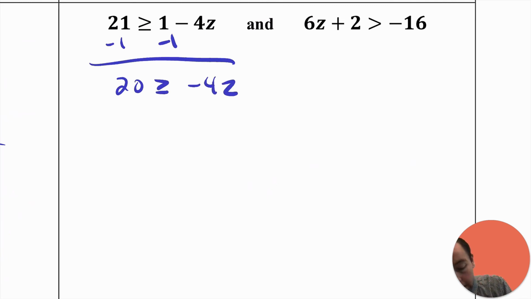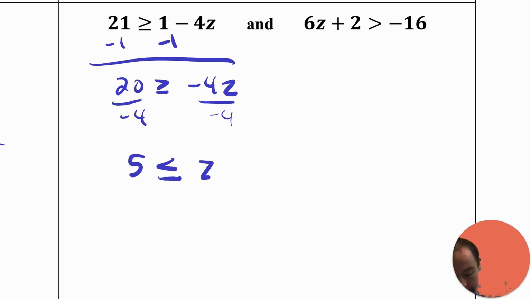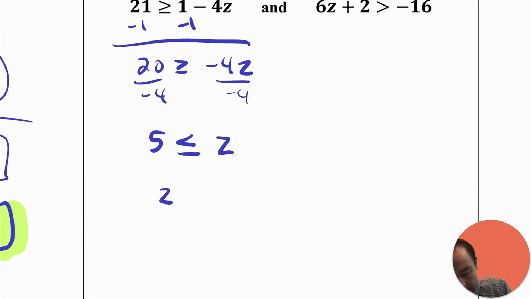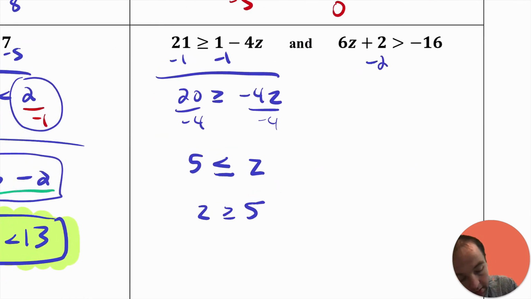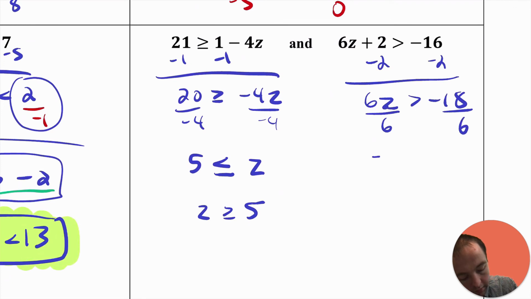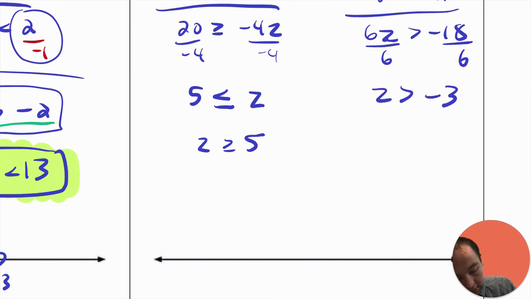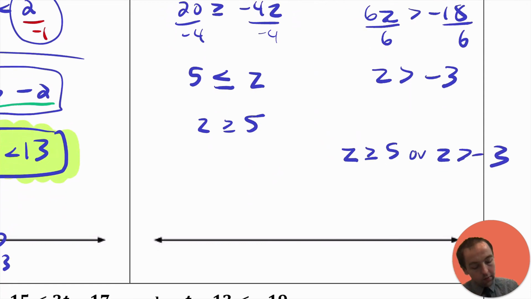Okay, you got to divide by a negative now. So because you divide by a negative, the inequality symbol now switches, it becomes a less than or equal to. So we get that. I'll rewrite that as z has to be greater than or equal to 5. And then we'll solve the other one. Okay, you're dividing by a positive, so you don't have to change the direction of the inequality. So you get that. So ultimately, we're going to have it that z is greater than or equal to 5, or that z is greater than -3.